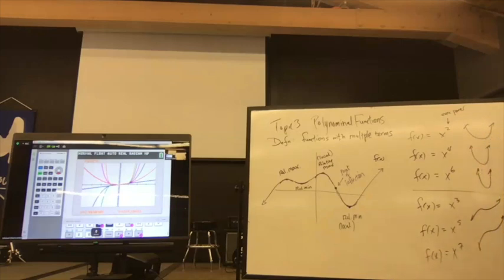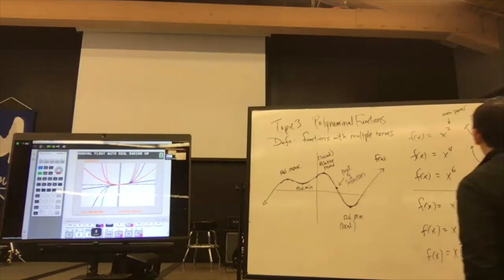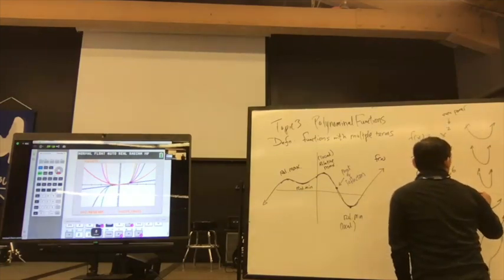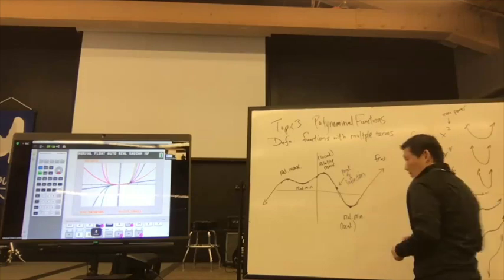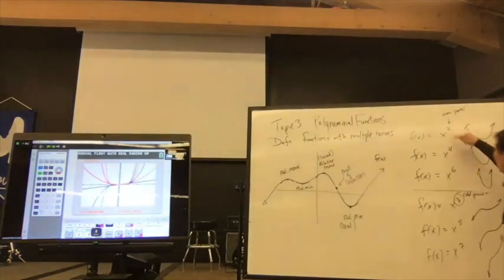If we do x to the 7th power, what do you think it's going to become? Similar, except it's going to be even steeper, right? So these are the odd number of powers. Now notice, as the power goes higher up, the faster it gets to that shape.